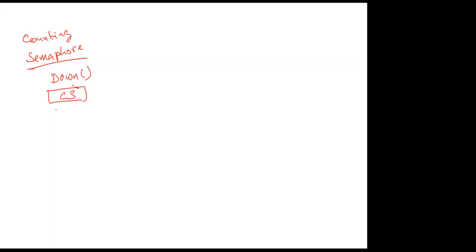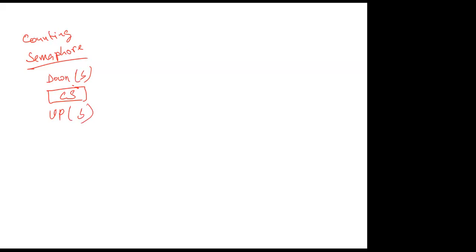Yes, down is equivalent to the wait function. This is down, taking a semaphore, and also the up, which also takes a semaphore as an argument. Now let's see how we can implement this down and up function.